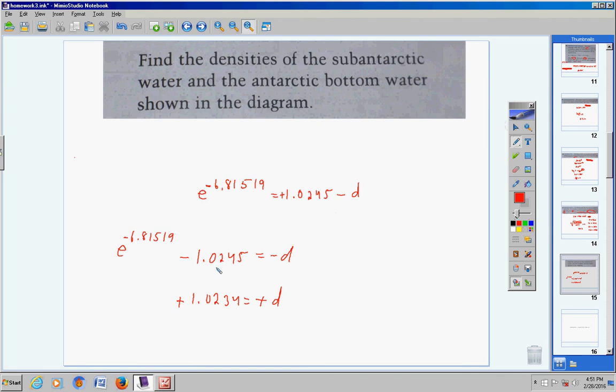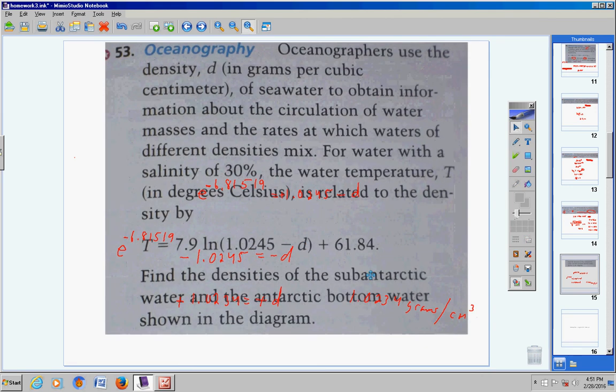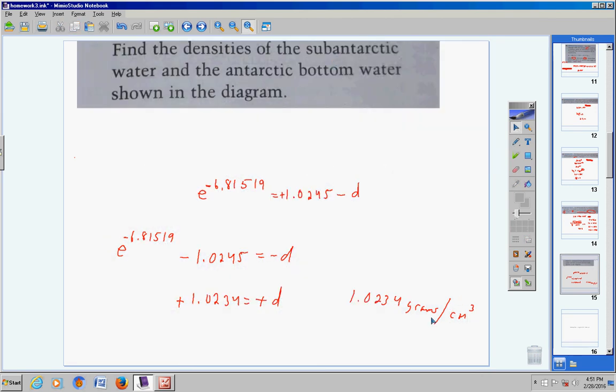That's the density. So 1.0234 grams per cubic centimeter. Grams slash, that means per, grams per cubic centimeter. All right, let's take a look at the next one and we're finally done.